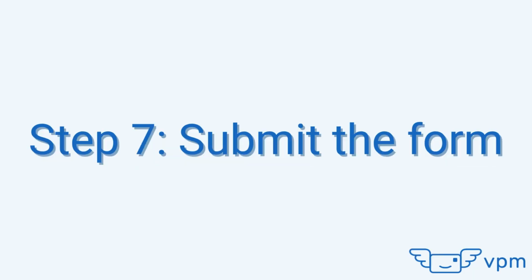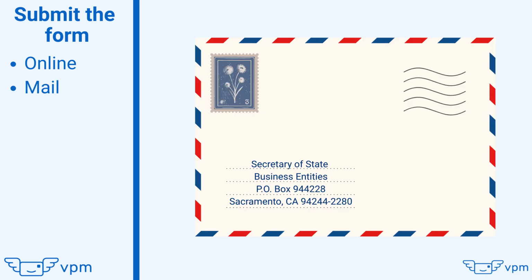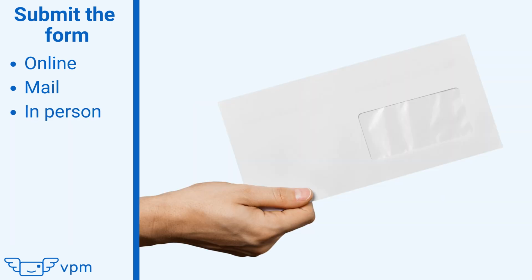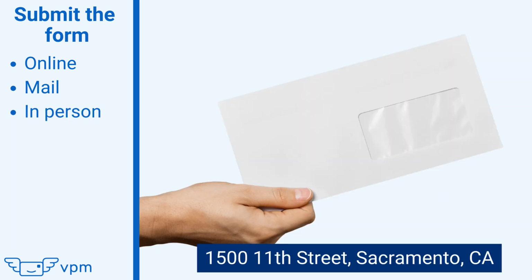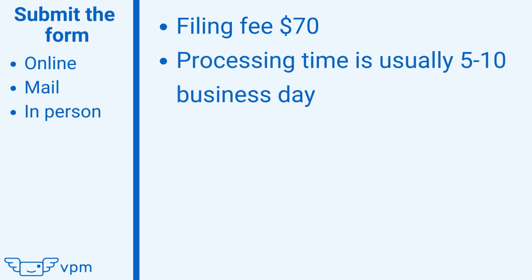Step 7. Submit the form. You can submit your completed Form LLC-1 in 3 ways. Online, on bizfileonline.sos.ca.gov, by mail, send it to Secretary of State, Business Entities, P.O. Box 944228, Sacramento, California 94244, or in person to 1500 11th Street, Sacramento, California. The filing fee is $70. The processing time is usually 5 to 10 business days.